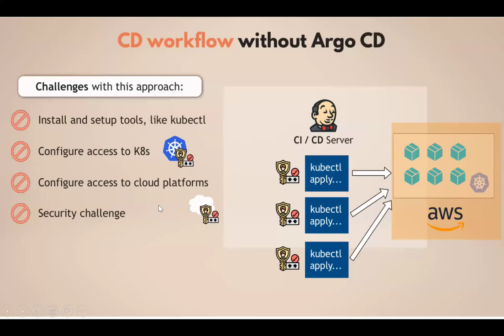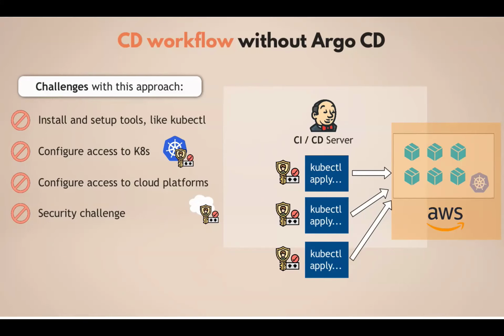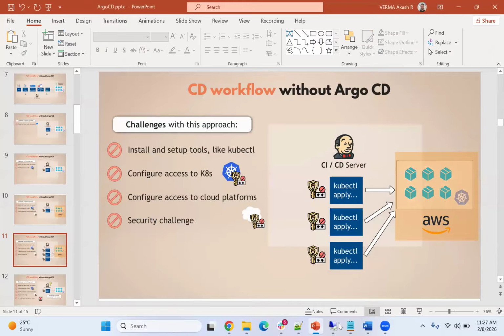Then comes your security challenge. While doing all these security tasks, there is a chance of a security breach. So there is a security challenge as well. And there is no visibility of the deployment status. Whether the deployment passed or failed, you won't get the status back in Jenkins, because there is no reverse flow. If you deployed to AWS and it failed there, generally we mention a trigger for when some problem happens.